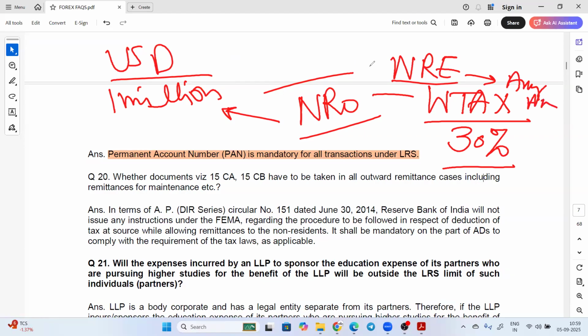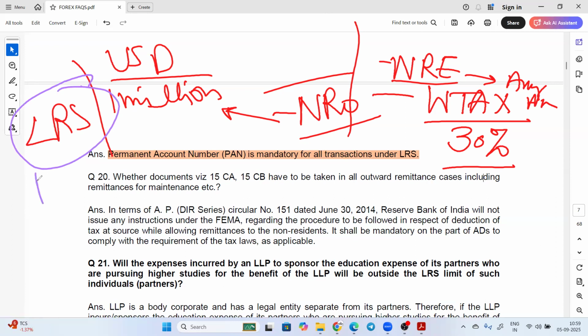Any amount. Okay. And don't get confused with LRS and this NRO restriction, NRE restriction. NRE and NRO are totally different topics from LRS. LRS is for the resident individual who is in India. And NRO is for non-resident and NRE is also for non-resident. They can send money. They don't need LRS. LRS is for only resident persons.